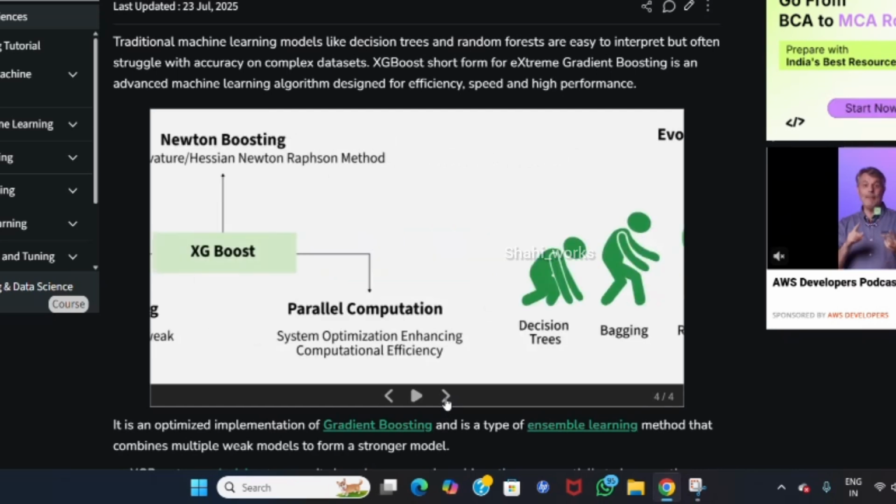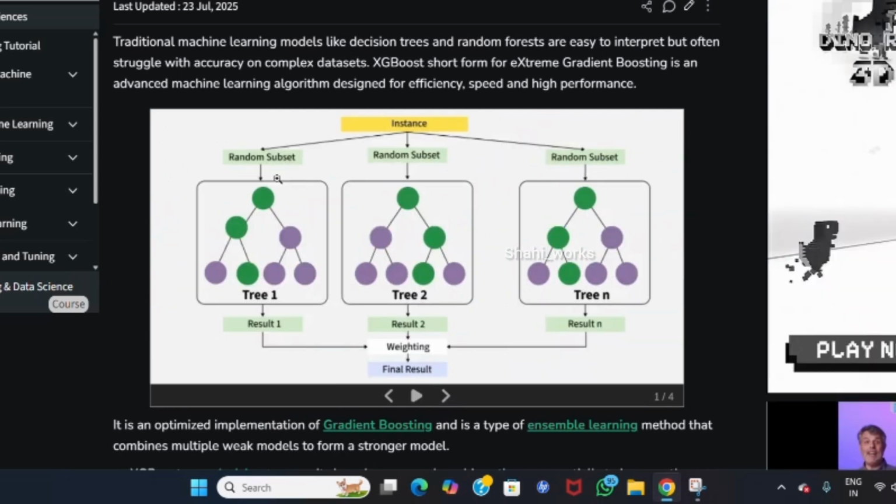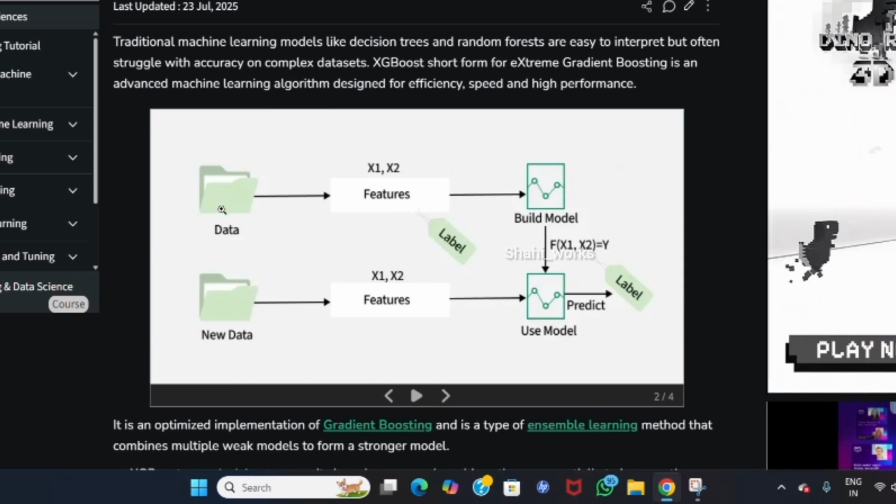So, what is XGBoost? Random subset of instances, tree one result, and the final result. Next, we take the data and its features and build a model. Again, with new data and its features, labeling the features as labels and using the model, you are able to predict the labels.